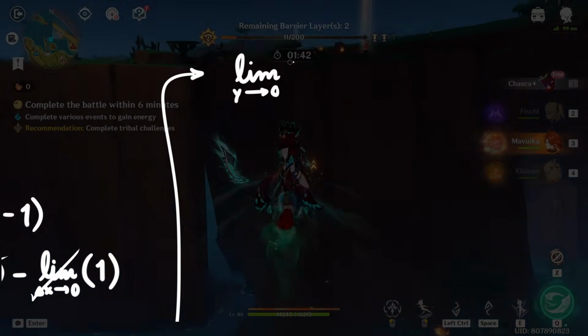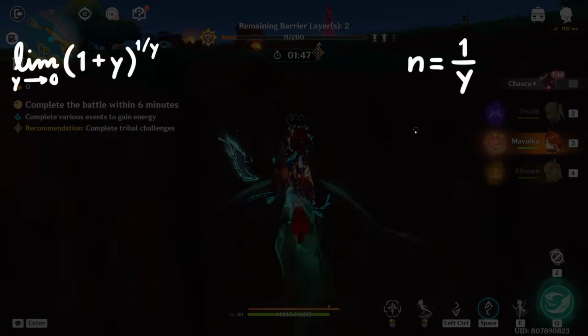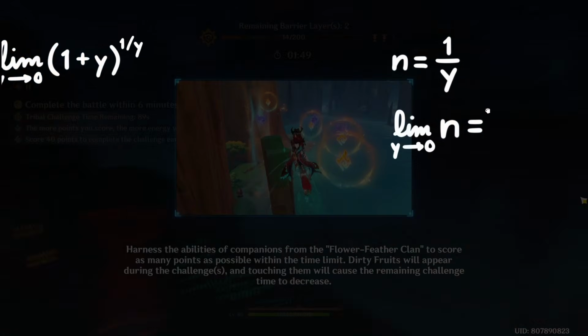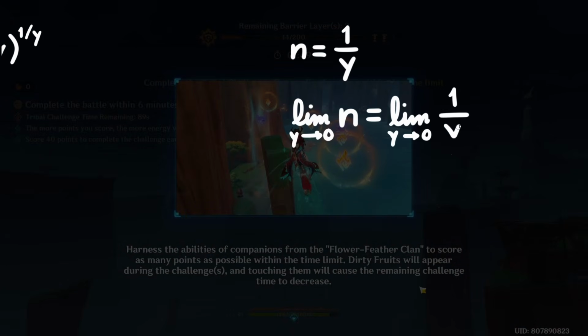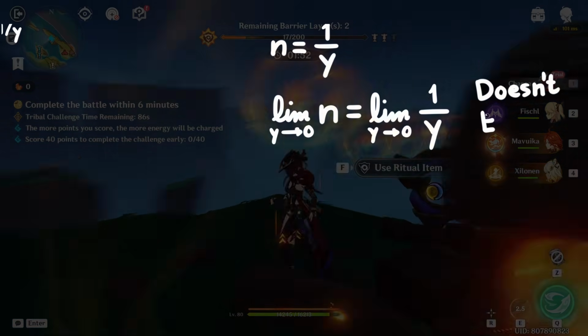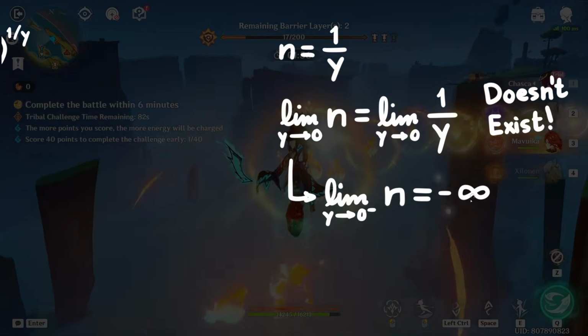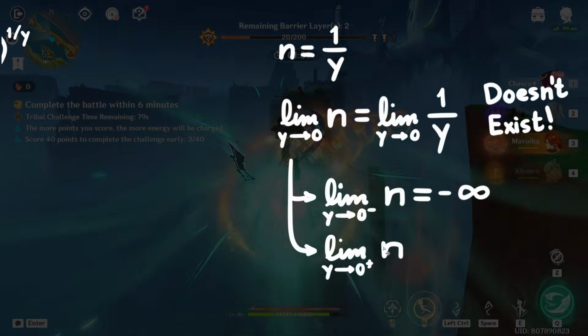Next, I'll make one last use of change of variables, where I'll let n equal 1 over y. Of course, with a new substitution, we need to calculate the new limit bounds. However, we already saw earlier that this limit does not exist, as it could either go to positive or negative infinity depending on the direction.